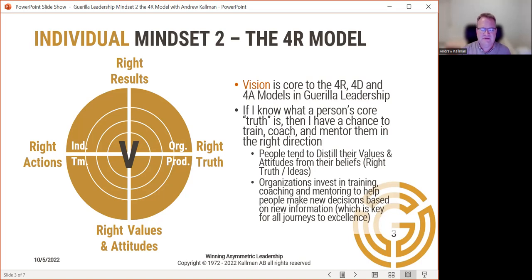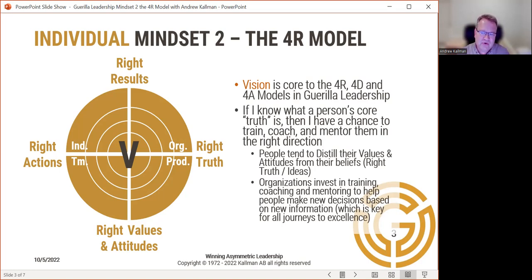Basically, if I know what a person's core truth is, and you notice I put that in a small t, not a big T, if I know what that is, then I have a chance to train, coach, and mentor them in the right direction. Okay. Most people don't like to change their minds, but most people are willing to make a new decision based on new information. If they can unlearn and relearn, we have a chance.